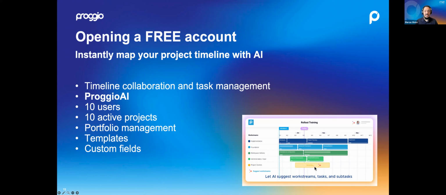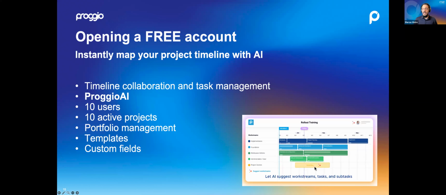So not only those things that I talked about earlier, the timeline collaboration and task management portion, but also the AI, up to 10 active users, up to 10 active projects. This will give you a sense of how the portfolio management works in the full version. And you'll also have access to templates or custom fields, which will of course save you time with the templates. You don't have to reinvent the wheel for projects. And then custom fields are whatever metadata you care about associating to your projects.